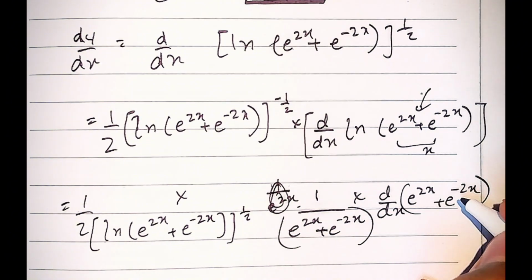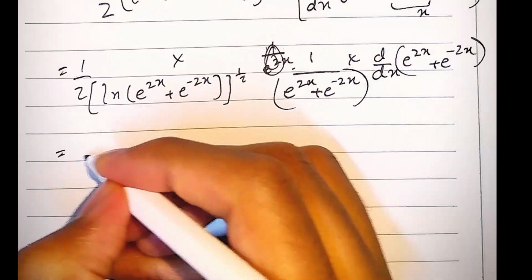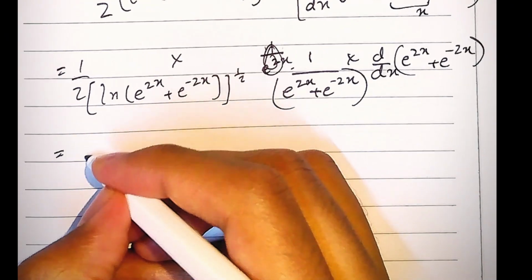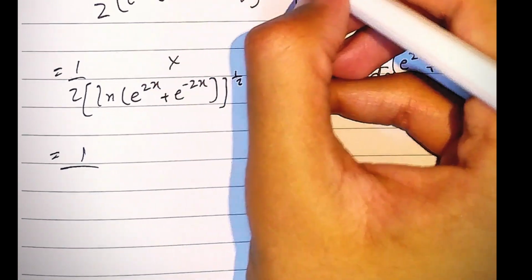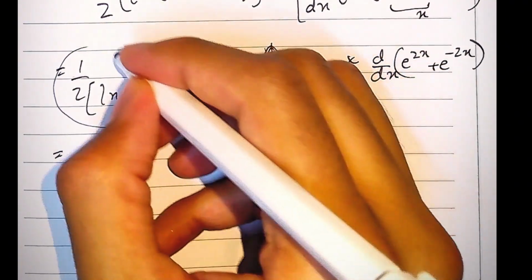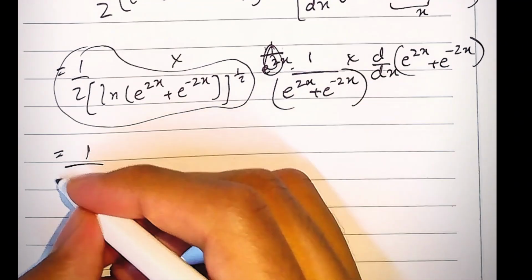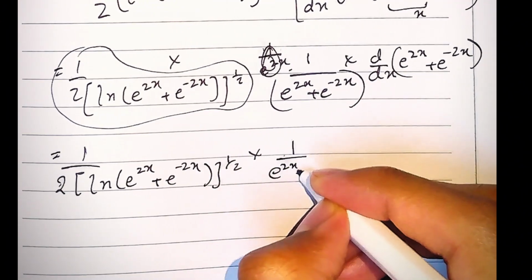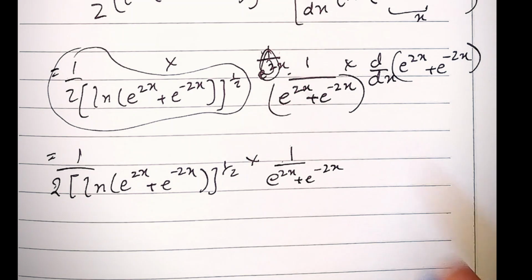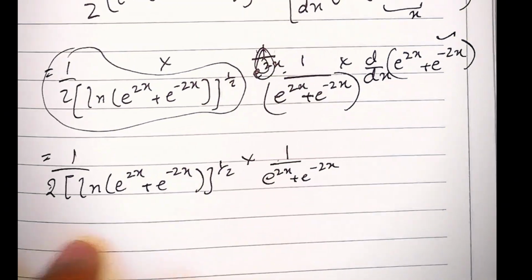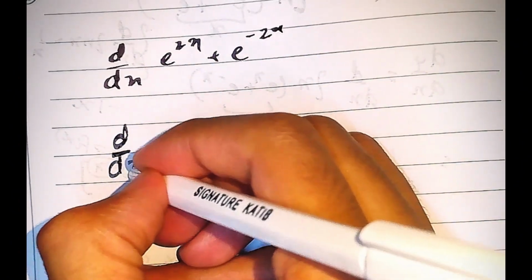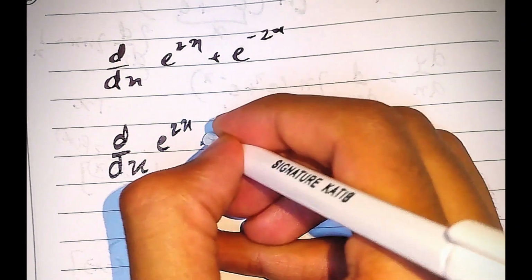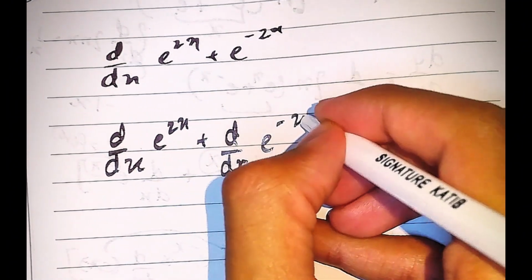I hope that makes sense. It is a bit confusing, but if you concentrate on it, it would be simpler. So 1 divided by 2, this term. Now this term right over here will remain as it is, so you do not have to mess with this term till the end of the question. Multiplied by 1 divided by e^(2x) plus e^(-2x). Let me do this on a separate page. So let's apply the differentials: e^(2x) plus the derivative of e^(-2x).